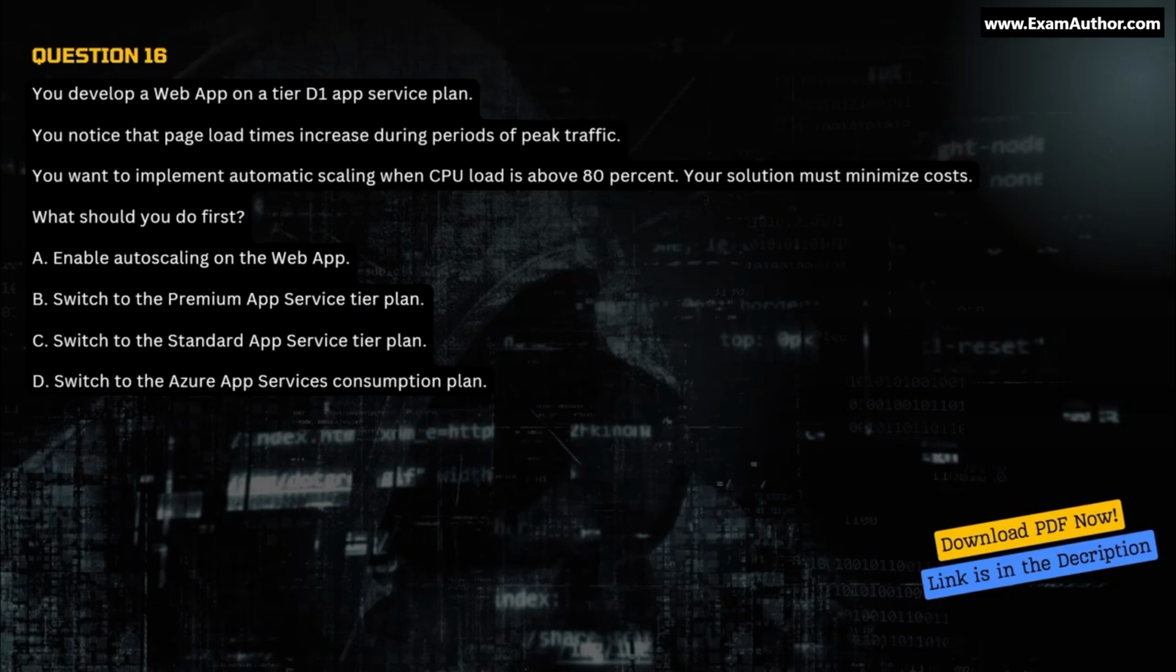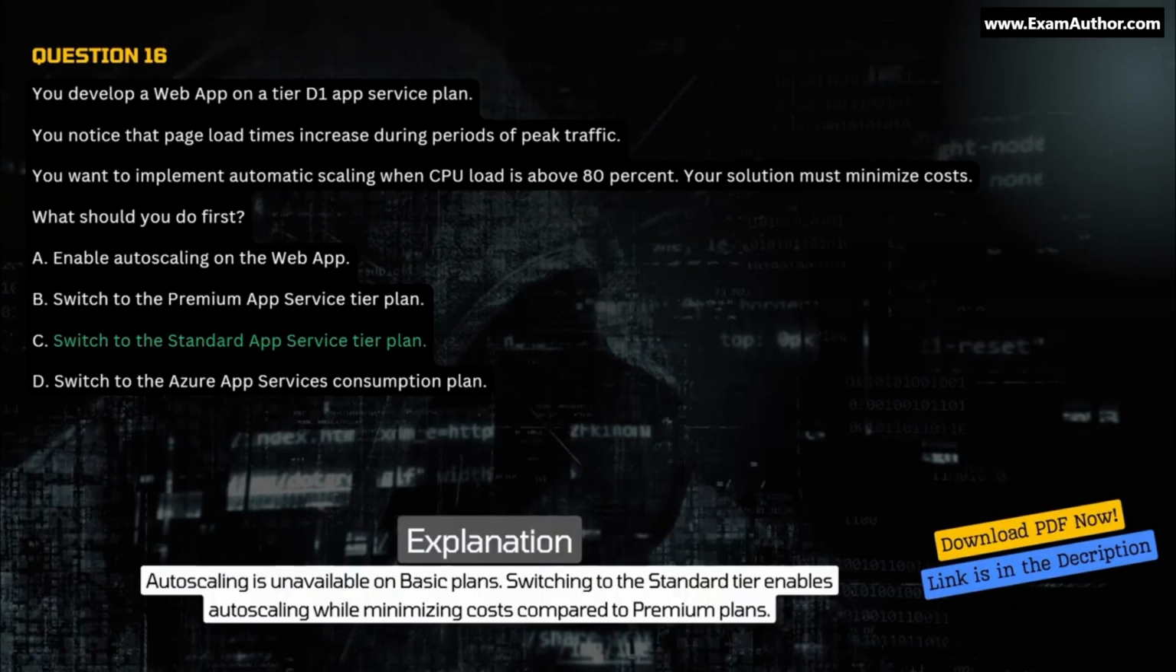A. Enable auto-scaling on the web app. B. Switch to the Premium App Service Tier plan. C. Switch to the Standard App Service Tier plan. D. Switch to the Azure App Services Consumption plan. Correct answer, C. Switch to the Standard App Service Tier plan. Explanation: auto-scaling is unavailable on basic plans. Switching to the standard tier enables auto-scaling while minimizing costs compared to premium plans.